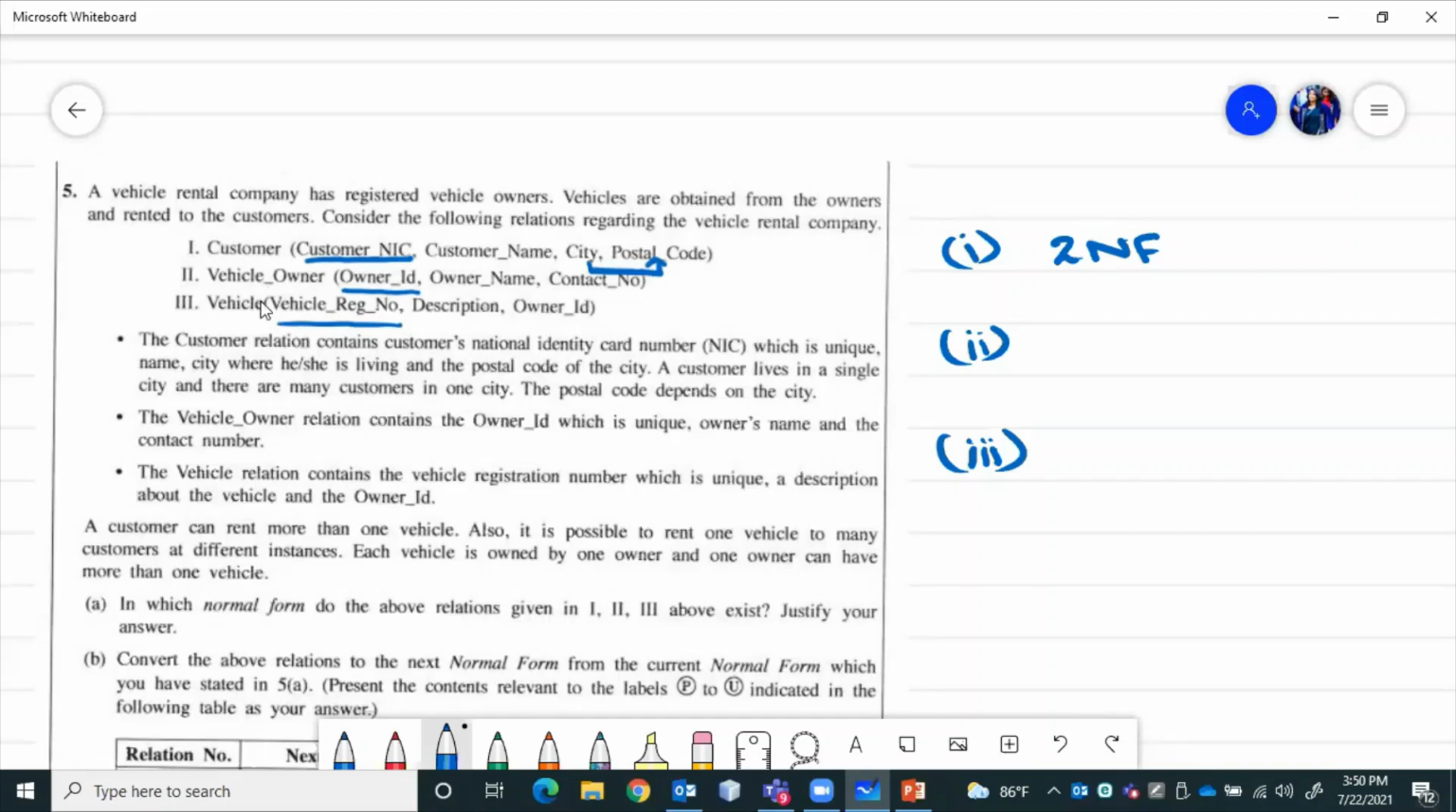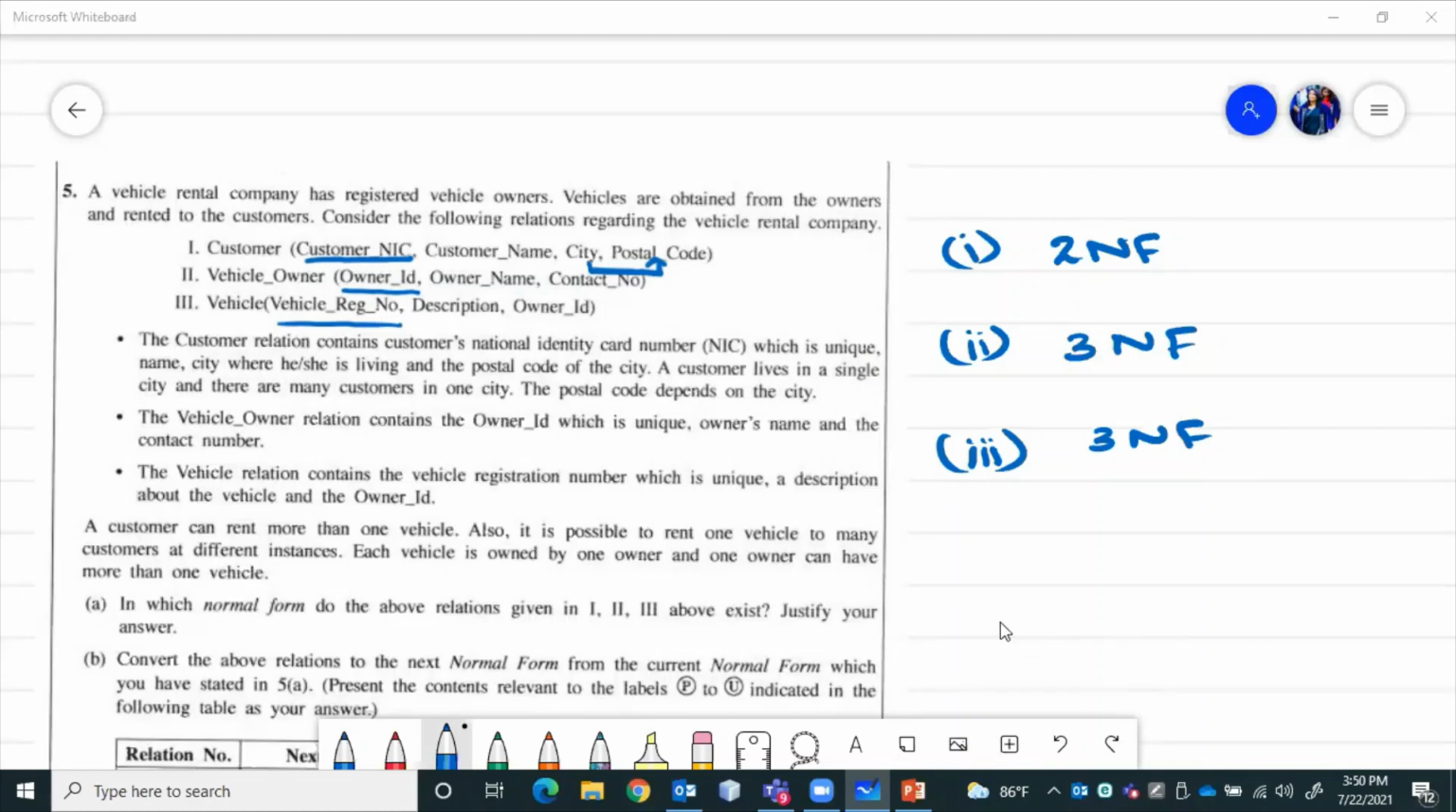Yeah, already, right? We don't have any partial dependencies. We don't have any transitive dependencies. So definitely both the tables, or the relations, are in the third normal form. Very good, right? We are getting answers. Very well.